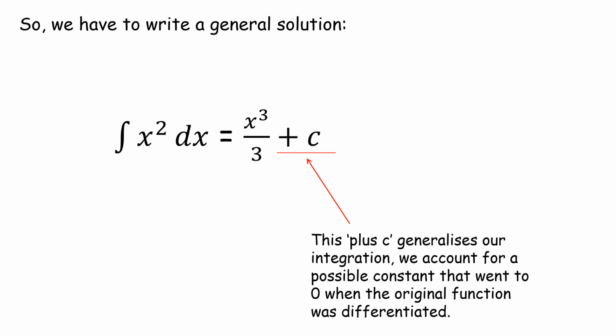So how we get around this is we use a plus c, meaning plus some constant. Now that constant could have been anything. It could have been a 0. And this plus c generalizes the integration. Okay, so it makes it correct, because we're accounting for the fact there could be a c. And we will see in the future how it is possible for us to figure out the value for that c, and how sometimes we don't need to put that in at all.